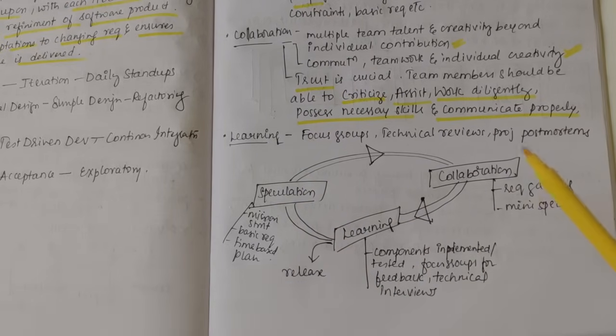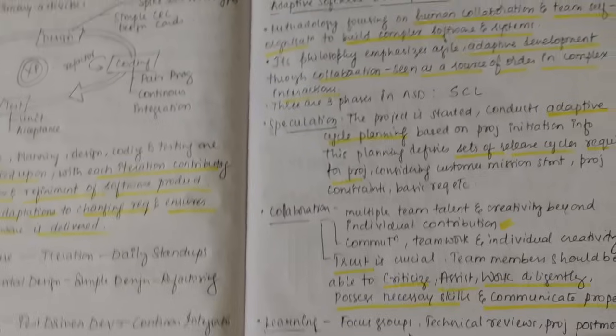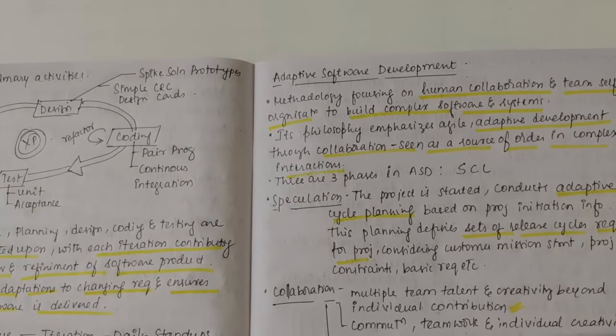Next we have collaboration. In collaboration, requirement gathering is done, many specs, that is specifications, are dealt with here. So in collaboration, team members should come together, trust, communication, teamwork, all of that. Then we have learning. In learning, components are implemented, tested, focus groups for feedback, technical reviews and all that should be done. So adaptive software development, ASD, could be asked for 6 marks or 8 marks.